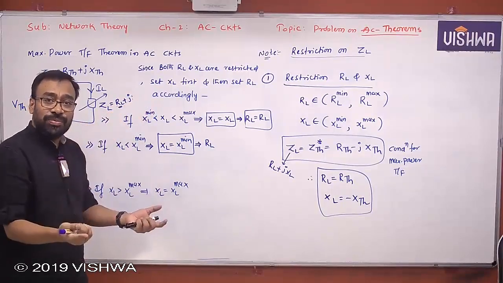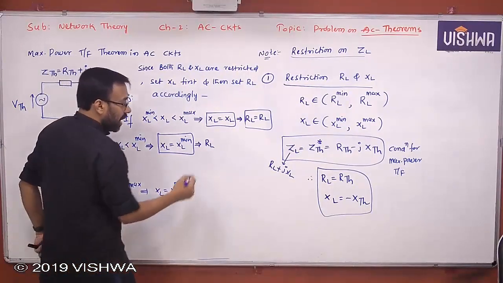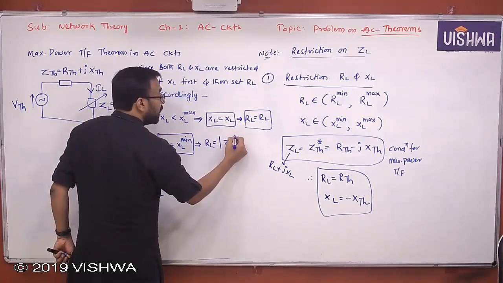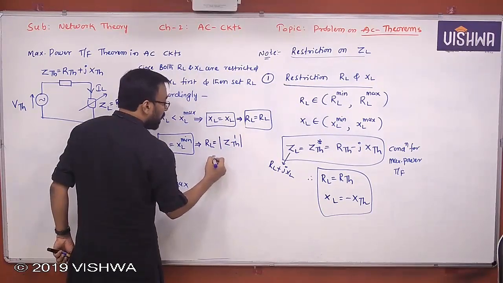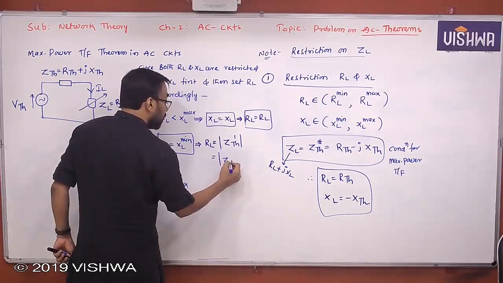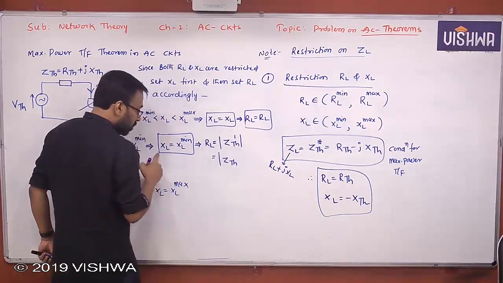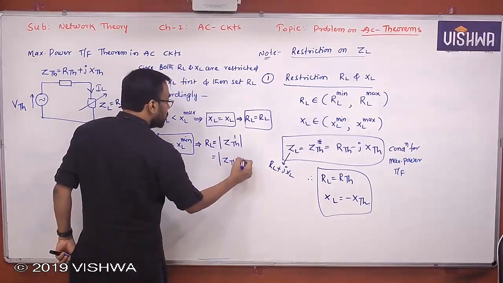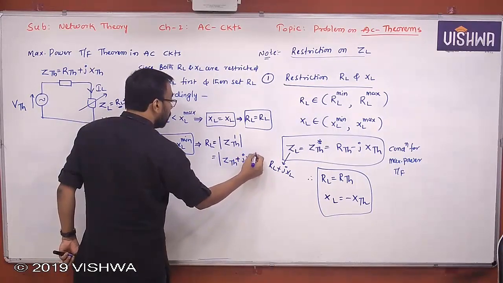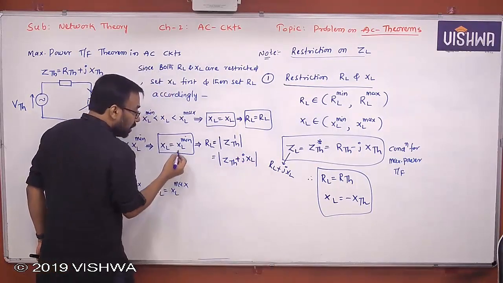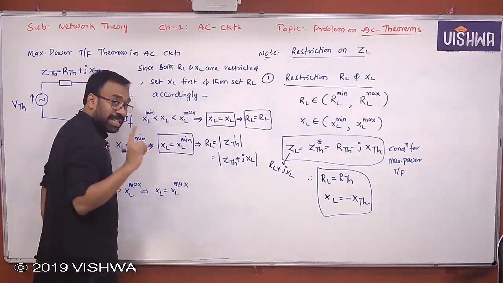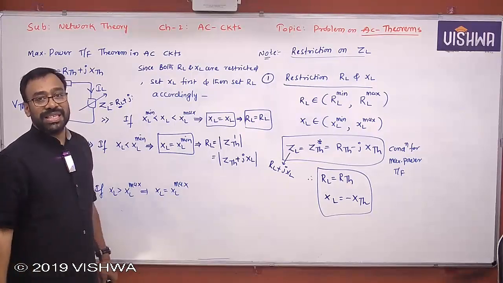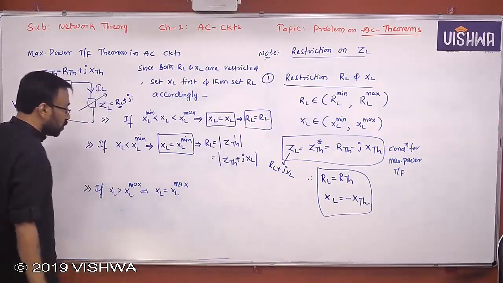ZTH. Yes or no? Therefore, you find that RL is equal to the magnitude of ZTH dash. What is that magnitude of ZTH dash? It is nothing but ZTH plus JXL. But what is that XL value? XL minimum. I hope you understand the point here. Okay, so this is how you are supposed to handle the problem.